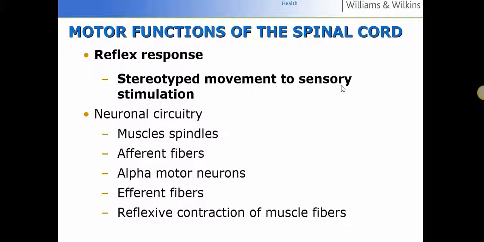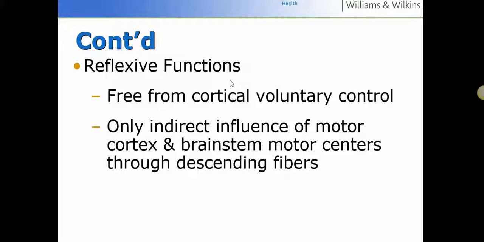So what's the motor function of the spinal cord? Basically, yeah, we know that it helps in moving your extremities, but a very important part is the reflex response. It's a stereotyped movement to sensory stimulation. For any reflex action there should be muscle spindles, afferent fibers, alpha motor neurons, efferent fibers, and of course there should be reflexive contraction of muscle fiber. So we'll talk about how stretch reflex is one of the reflexive functions of the spinal cord.